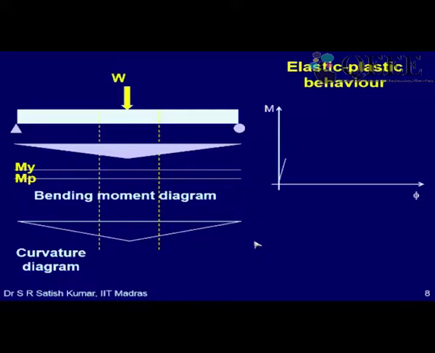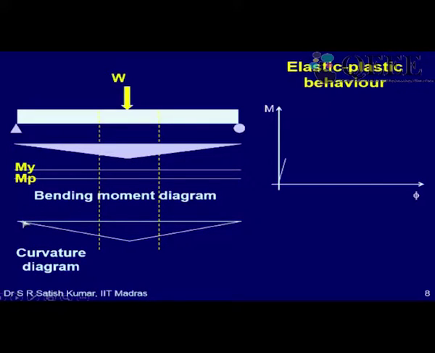So we take a simply supported beam, and we apply a point load at the midspan, like W here. As a consequence, the bending moment diagram shown here is an inverted triangle. This, you know, is WL/4, where L is the span of the beam, and this is much less than My as of now.